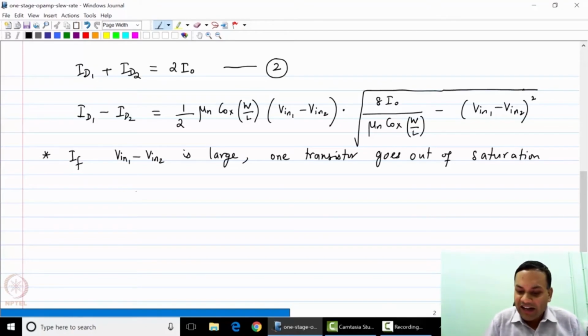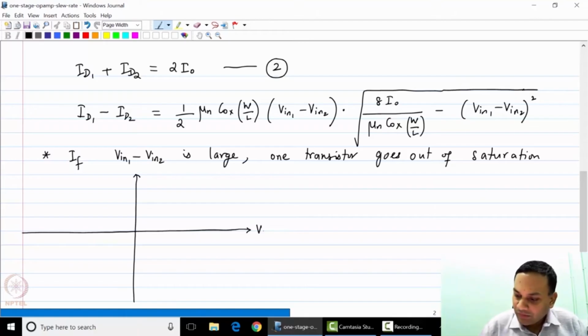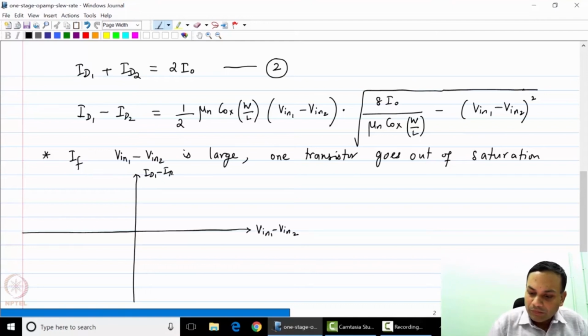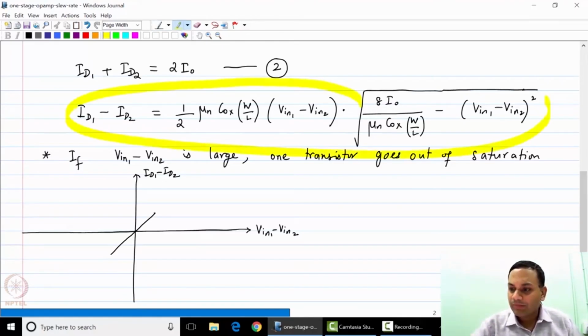So if you were to plot ID1 minus ID2 as a function of V in 1 minus V in 2, it turns out that for very small V in 1 minus V in 2, this particular relationship is linear, because you can linearize this particular expression to get a linear dependence.